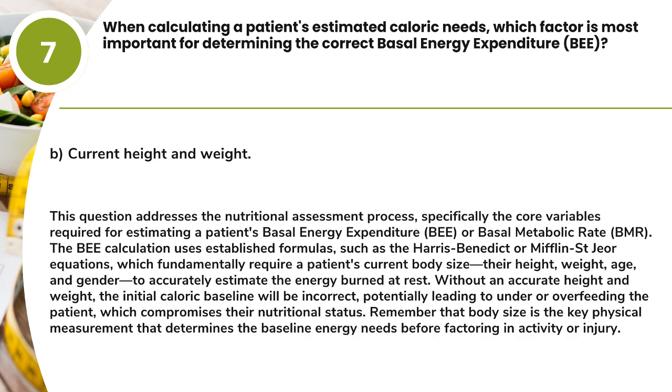This question addresses the nutritional assessment process, specifically the core variables required for estimating a patient's basal energy expenditure, BEE, or basal metabolic rate, BMR. The BEE calculation uses established formulas, such as the Harris-Benedict or Mifflin-St Jeor equations, which fundamentally require a patient's current body size, their height, weight, age, and gender, to accurately estimate the energy burned at rest.